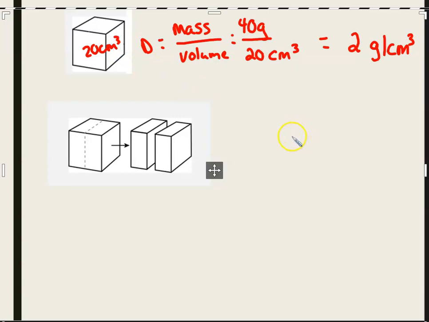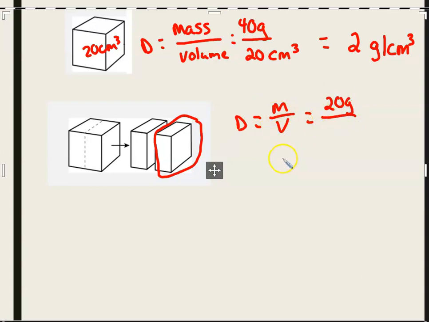Now I want to take this same cube and cut it in half, and I just want to know what the density of one of these is, not both of them, just one of them. Well, mass is an extensive property, so if you have more of it, it's going to weigh more. If you have less of it, it's going to weigh less. It changes because of the amount. So if it's cut in half, it's going to weigh 20 grams.